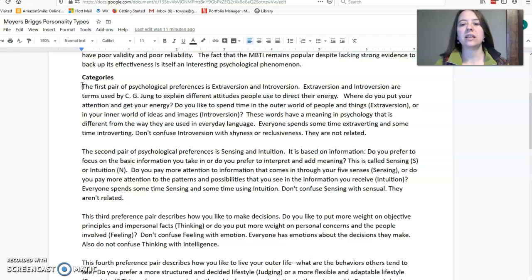These words have a meaning in psychology that is different from the way that they are used in everyday language. Everyone spends some time extroverting and sometimes introverting. Don't confuse introversion with shyness or reclusiveness, because they are not related. And also don't confuse introversion or extroversion with having friends or being social. So introverts also like to do social things and will have friends. It's just we're focusing on where you put your attention and your energy.